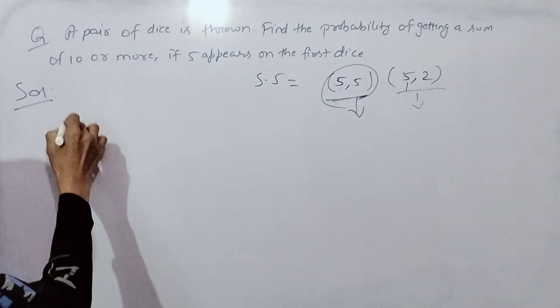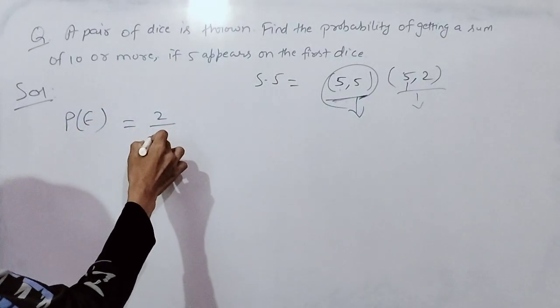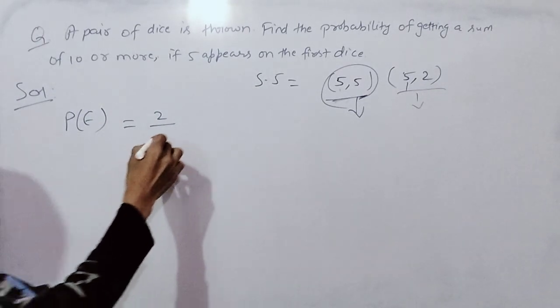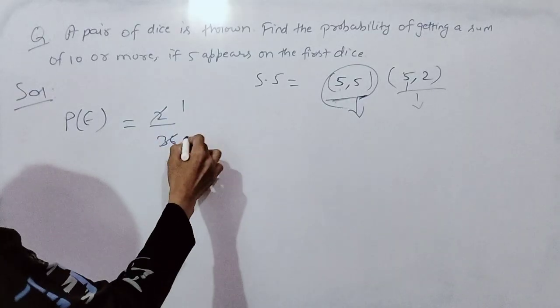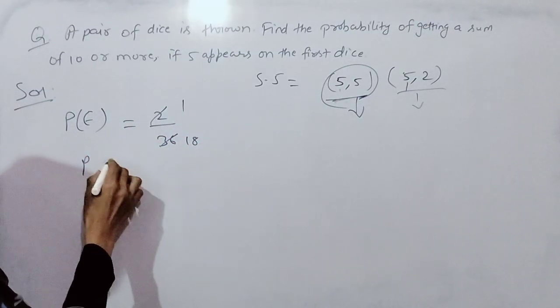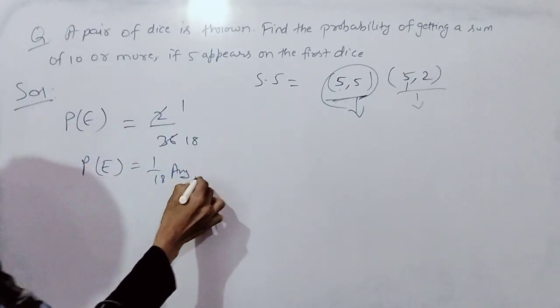That's it. So the probability of this question would be 2 upon how much? I think 36. So 2 upon 36, which is 1 upon 18. This is the final answer.